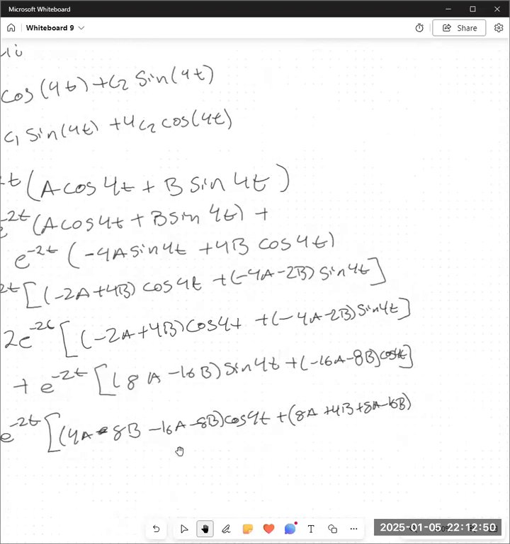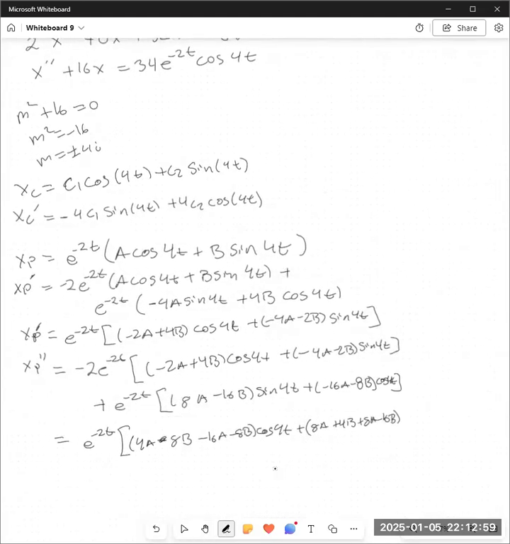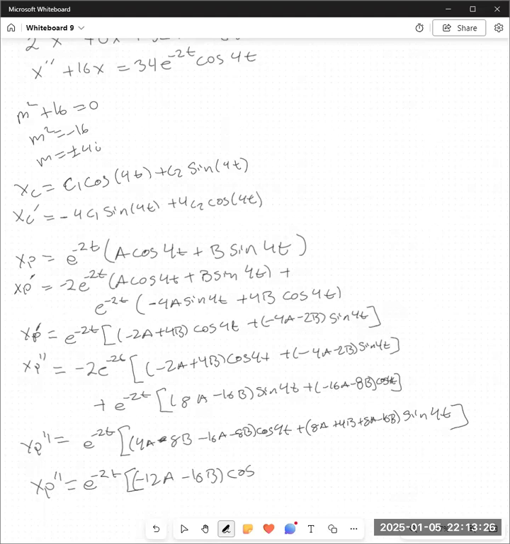Slide this over a little bit and zoom out here. Sine of 4t, like so. So this is xp double prime is equal to e to the negative 2t. 4a minus 16a is negative 12a. And then negative 8b minus 8b is negative 16b, cosine 4t. Up here, negative 12a minus 16b, yeah. And then 8a and 8a is 16a. And then 4 minus 16 is negative 12.